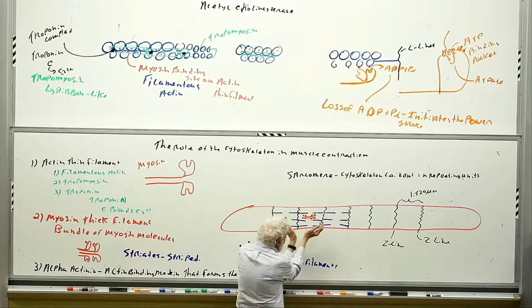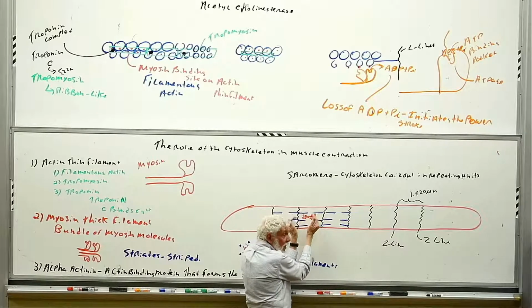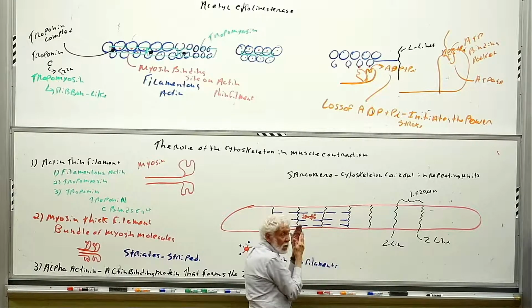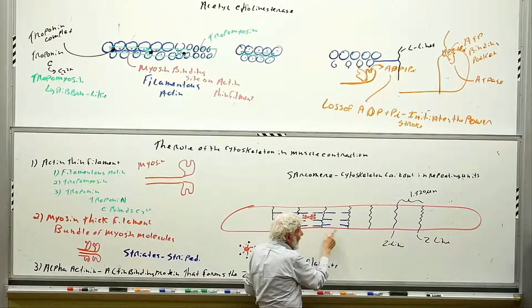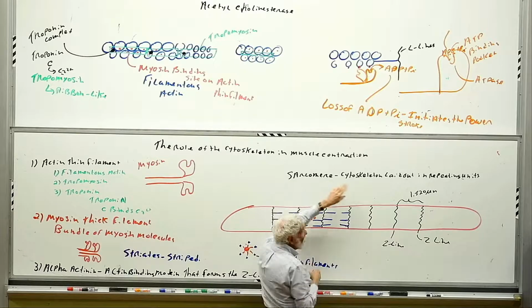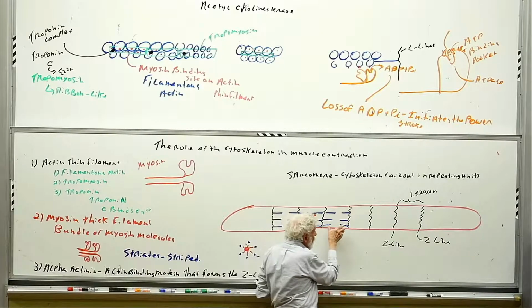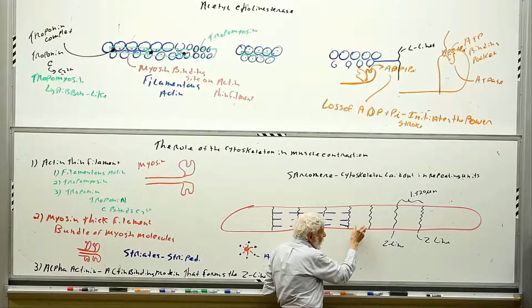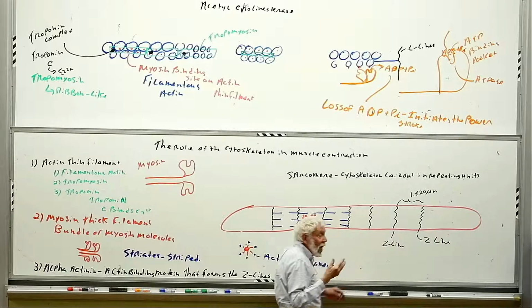Well, you can see here that these are going to ratchet in this way. They're going to walk along the actin thin filaments like this. They're going to draw these Z lines together. You're doing this, and these sarcomeres are set up in series. So if you shorten this by 20% and shorten this by 20% and shorten this by 20%, you're going to lead to the shortening of the entire muscle by 20%.